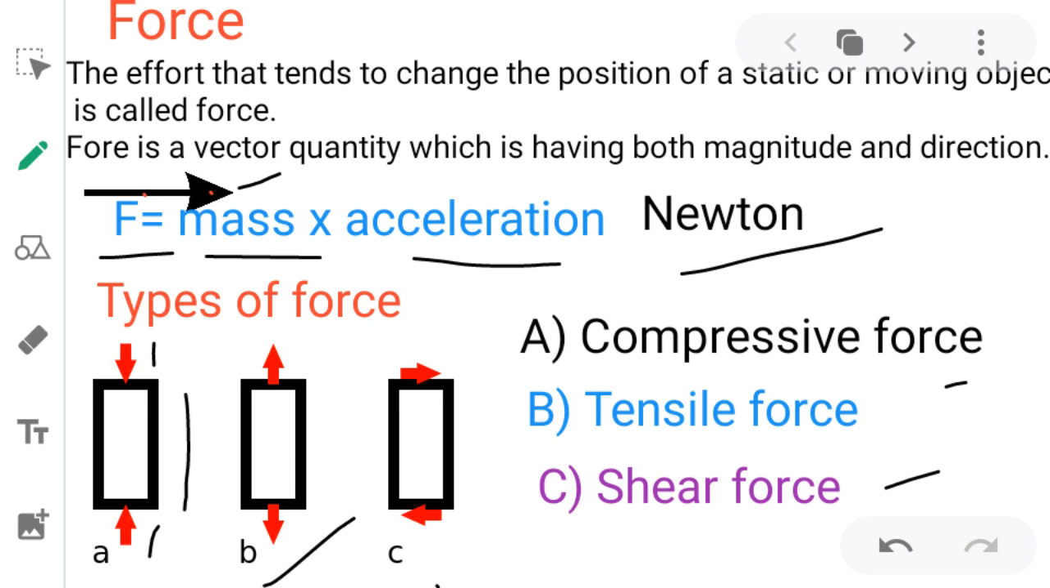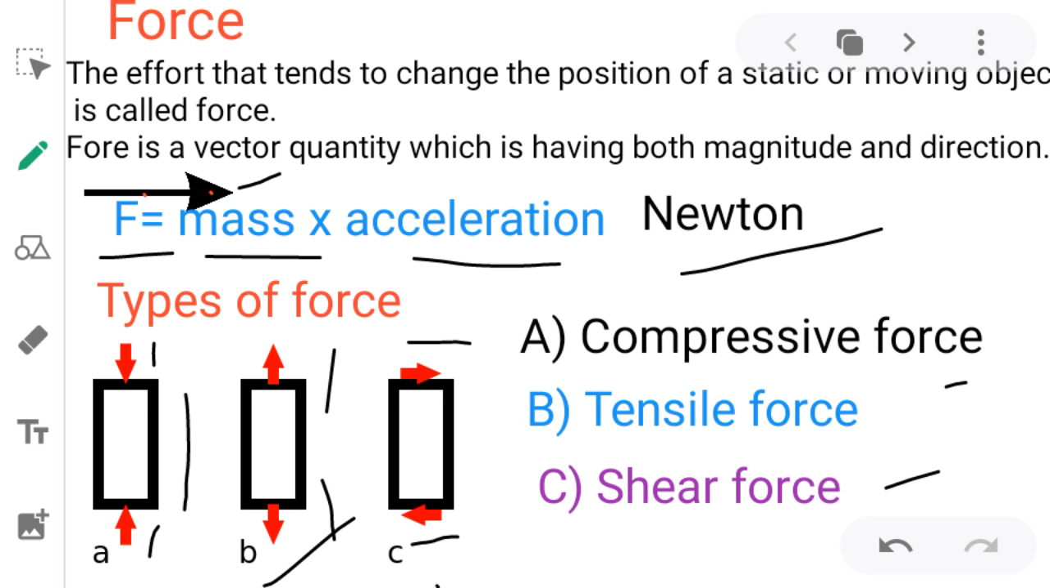The force which tries to increase the length of an object is called tensile force. The force which tries to twist an object is called shear force. The force which extends the length is called tensile force. The force which compresses the length is called compressive force. The force which tends to twist the object is called shear force.